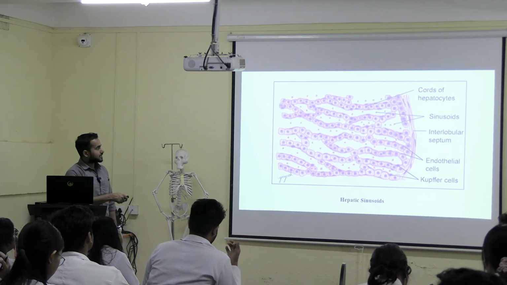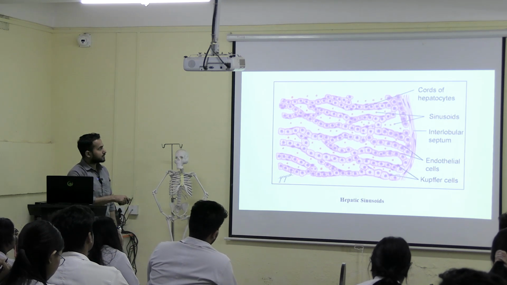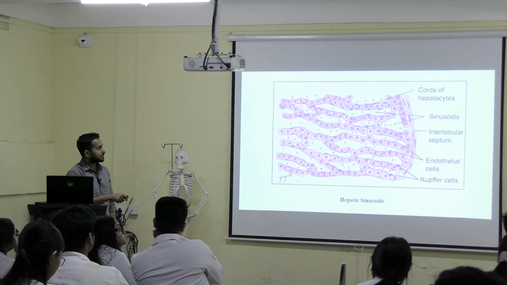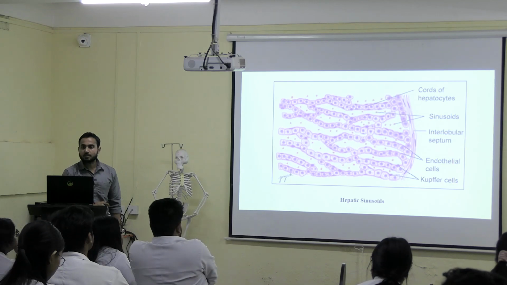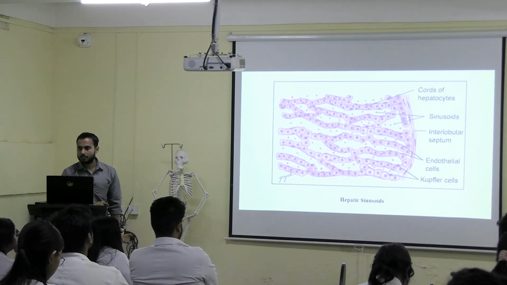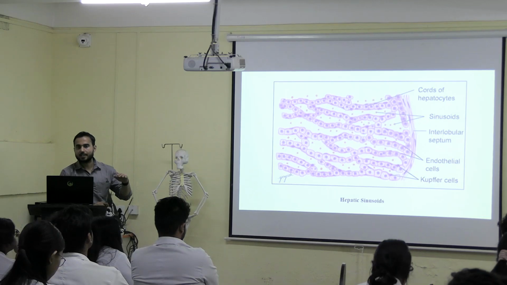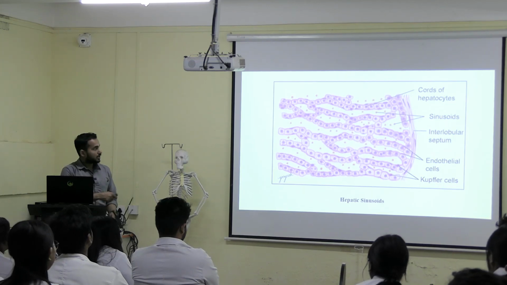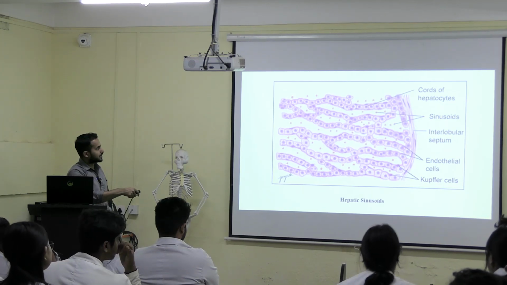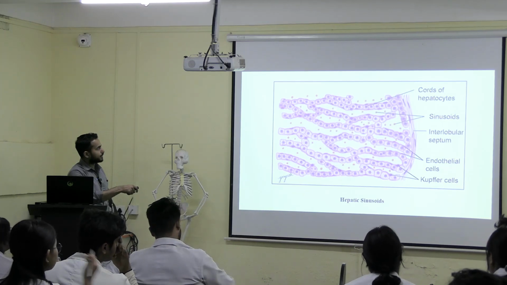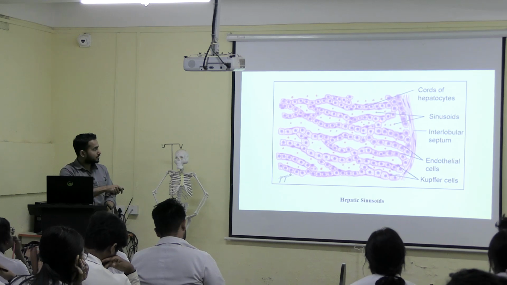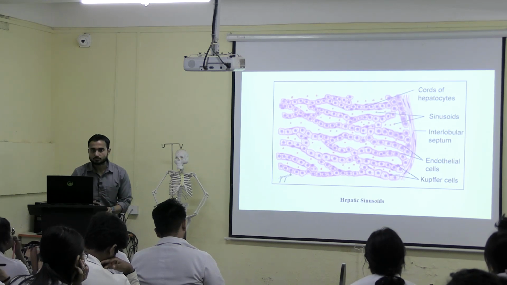Next, you can consider this particular part as a lobule, where you can see the hepatocytes. They are arranged in the form of laminae, also called layers. In between the laminae, the empty spaces are called hepatic sinusoids. So this is one lamina, this is another lamina, and the space in between is called hepatic sinusoids. You can see multiple hepatic sinusoids are there.